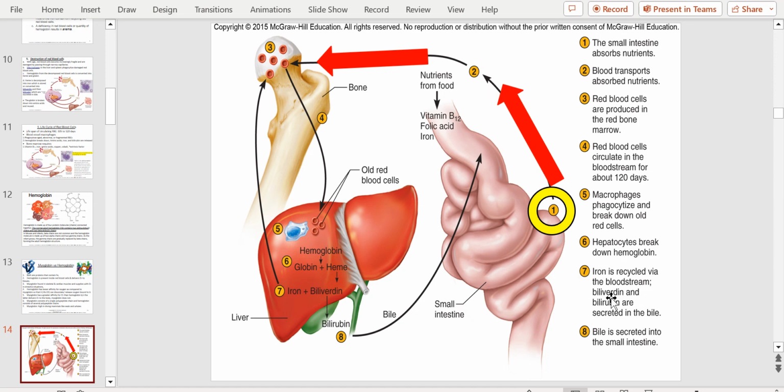Hepatocytes break down hemoglobin. Iron is recycled via the bloodstream. Biliverdin and bilirubin are secreted in the bile. You'll see the bile right here. That gives it its characteristic hue. Bile is secreted in the small intestines. There you go. That's the bit of blood recycling.